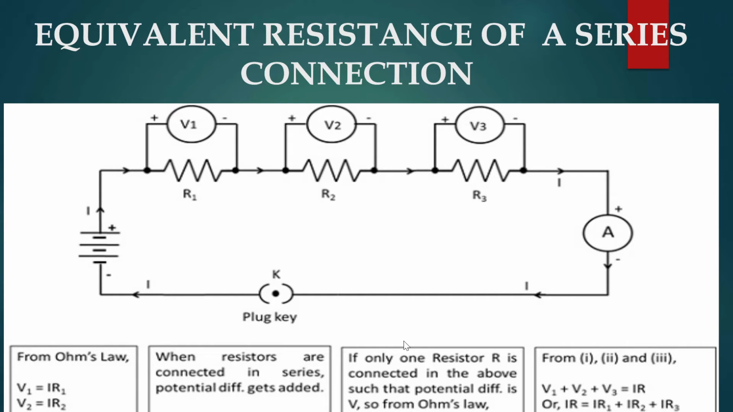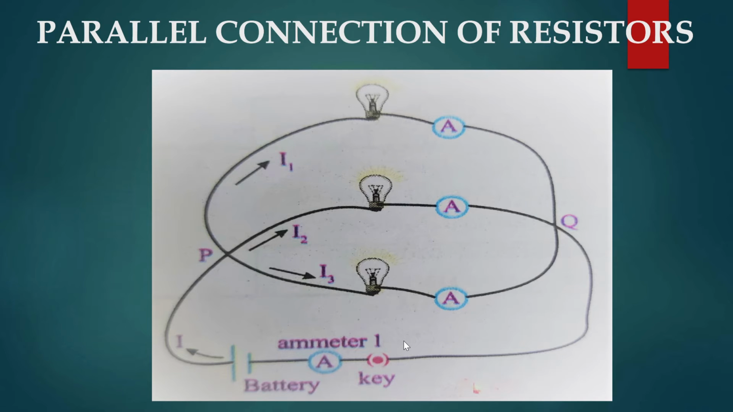Now coming to the parallel connection of resistors. Use the same bulbs which we used in the previous activity, and connect them as shown in this particular figure. Here they are not connected one after the other, but one below the other. And you see three different paths of flow of current.